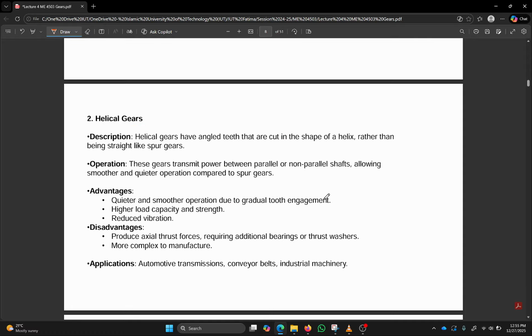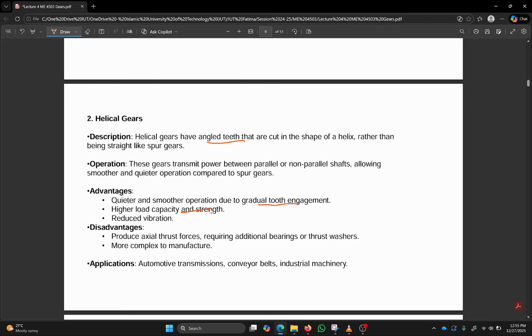And helical gears, okay. So helical gears have angled teeth, and as you know, because of the angled teeth, there is more contact area. So gradual tooth contact occurs. That's why less vibration, less noise, more strength, and all that.